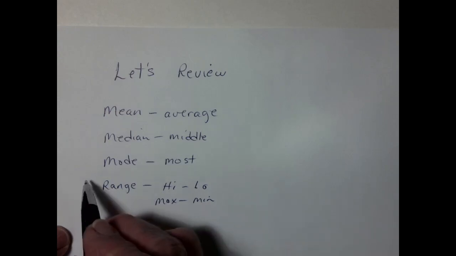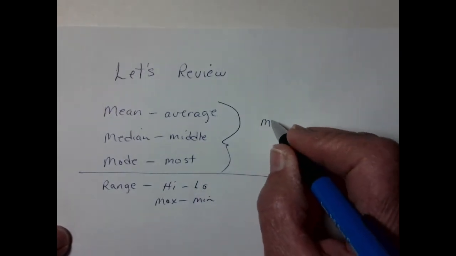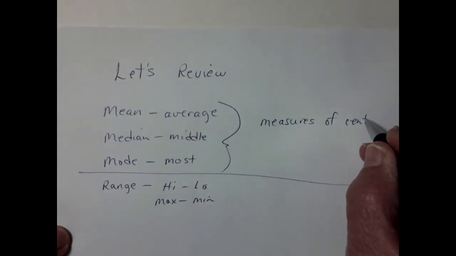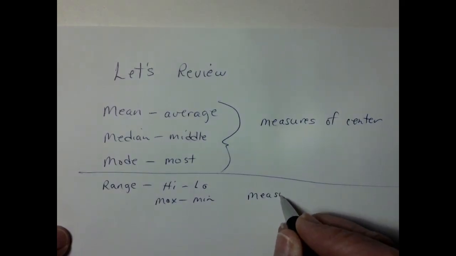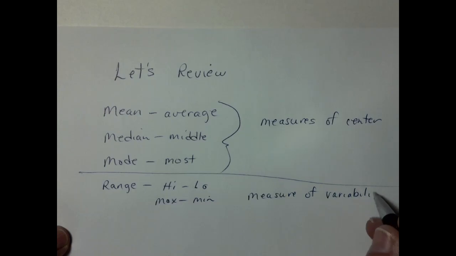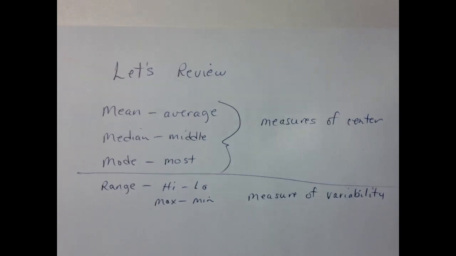Now then, these 3, I'm going to draw a line through here. These 3 right here are called measures of center. Kind of tells you where the center of the data is. And this 1 right here is called a measure of variability. It's how far apart the data is from the highest to the lowest. How much variability is there in the data. Okay, and all of that was in section 8.2.